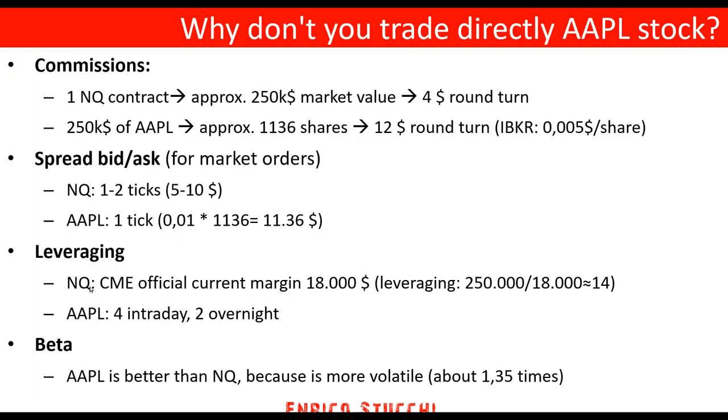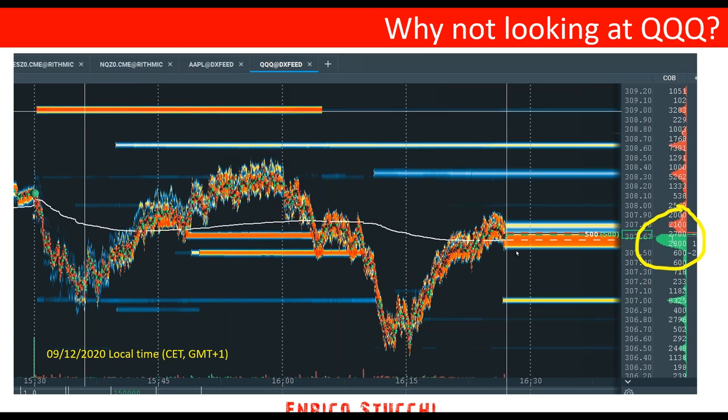And leveraging also. So for instance, with Nasdaq, CME official current margin is $18,000. The leveraging is 250,000 divided by 18,000, which means 14. So this is the leveraging with NQ, while with Apple, you have 4 leveraging intraday and 2 overnight. So I can move more NQ money with the same amount of money in margin. If you consider beta, Apple is better than NQ because it's more volatile, about 1.35 times. But that's the reason for preferring Nasdaq instead of Apple when I'm trading.